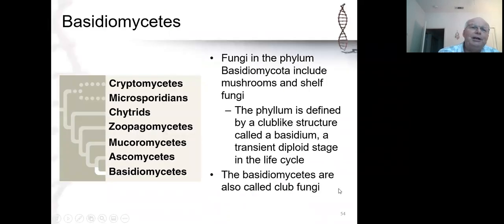The last major clade are the basidiomycetes. These are the ones that most of us are familiar with because these are the ones that produce mushrooms. These are also the fungi that have no known asexual reproductive strategy. They reproduce strictly sexually.